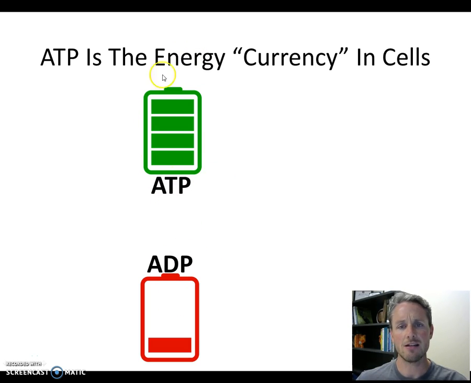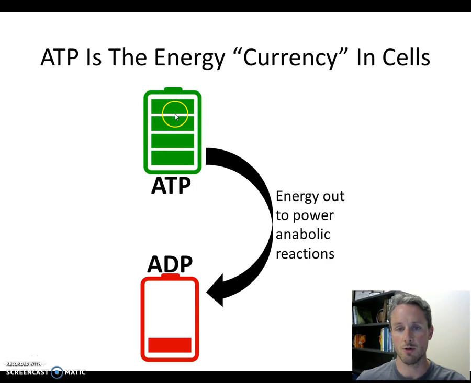So again, anytime we need to do something in the cell that requires some energy, we're going to use ATP. So we're going to take ATP, we're going to use that energy out of ATP to power anabolic reactions. So anytime we're going to do an anabolic reaction in the cell where we're going to put something together, it's going to require some energy. We're going to get the energy out of ATP.